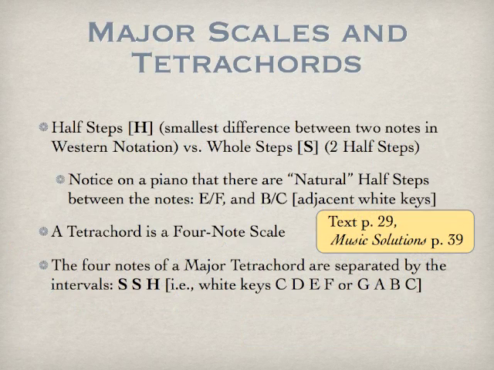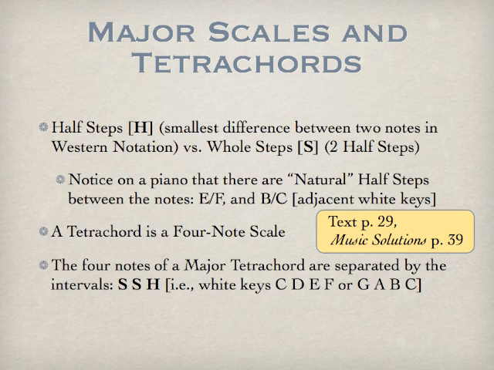The smallest difference between two notes in our notation is a half step, and 2 half steps is a whole step. There are natural half steps between E and F and B and C. Those are 2 white keys right next to each other with no black key in between. And if there is a black key in between, then from the white key to that black key is a half step, and skipping over that is a whole step.